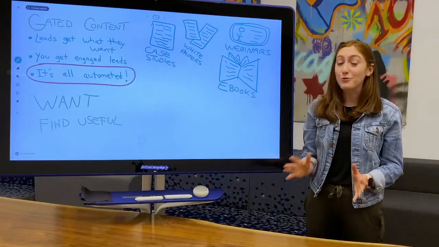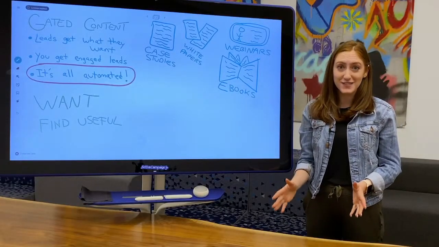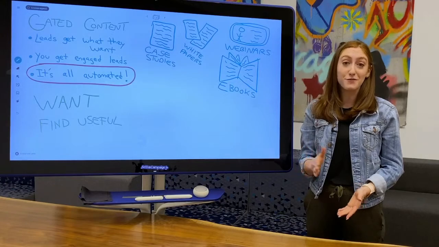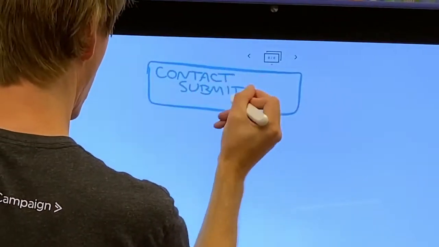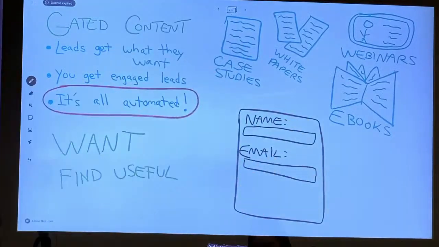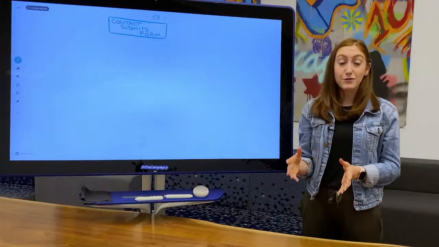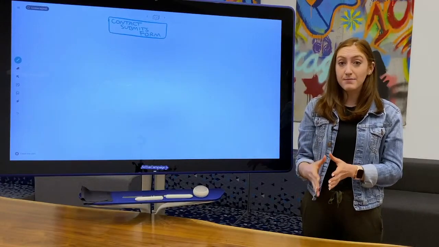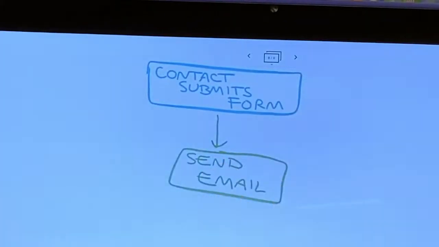Landing pages are a great place to deliver gated content to your visitors. It all starts when a visitor fills out a form on your landing page. The most basic information to capture here is your visitor's name and email address. That way you know who they are and how to contact them. After they fill out your form, send them an email with a link to the content that you've promised them.